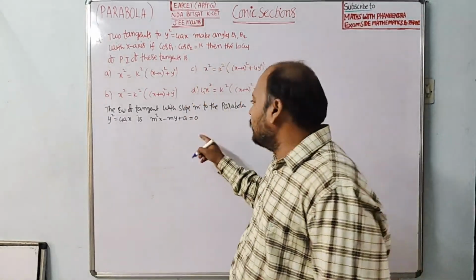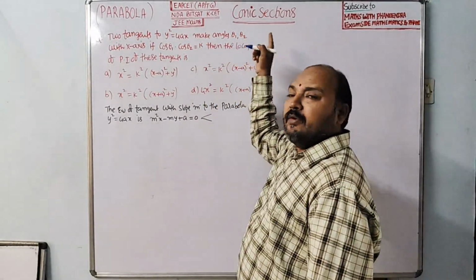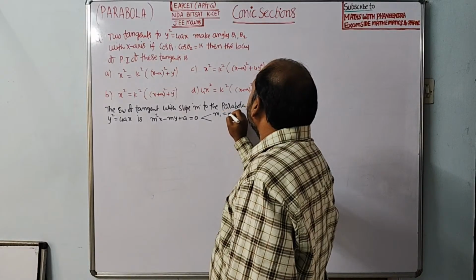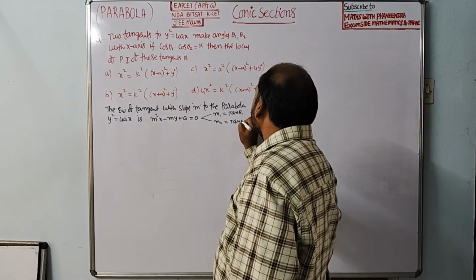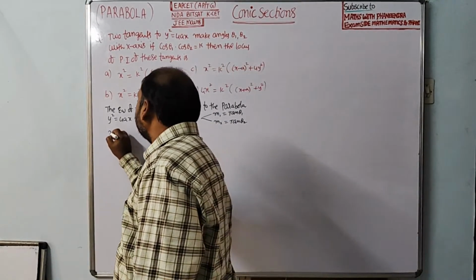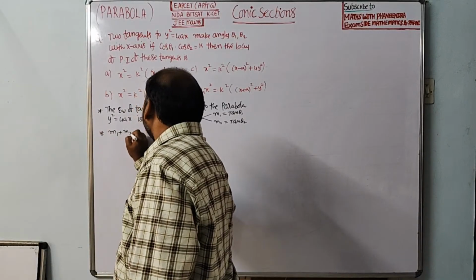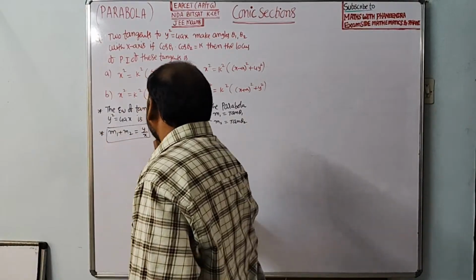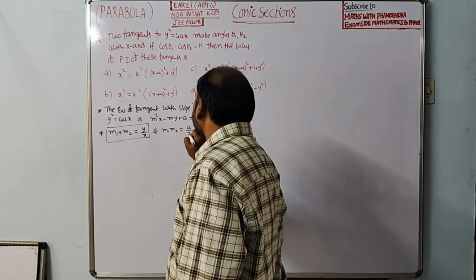It is a quadratic equation, so it has two roots m1 and m2, that are called tan theta 1 and tan theta 2. m1 is equal to tan theta 1, m2 is equal to tan theta 2. So sum of the roots and product of the roots: m1 plus m2 equal to y by x, and m1 m2 equal to c by a, that means a by x.